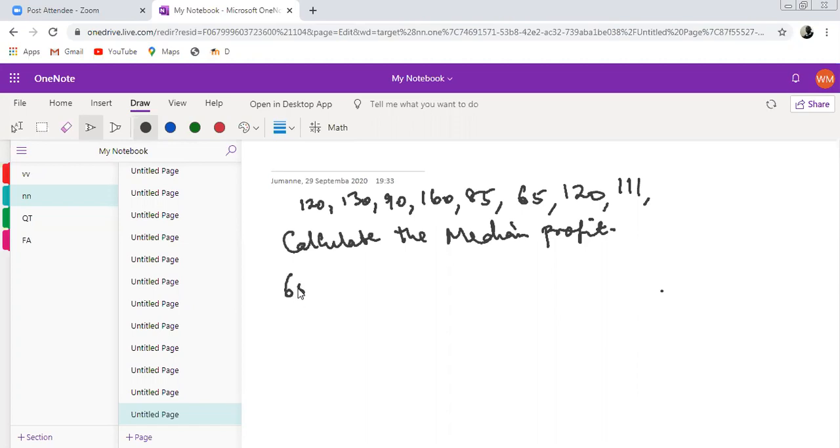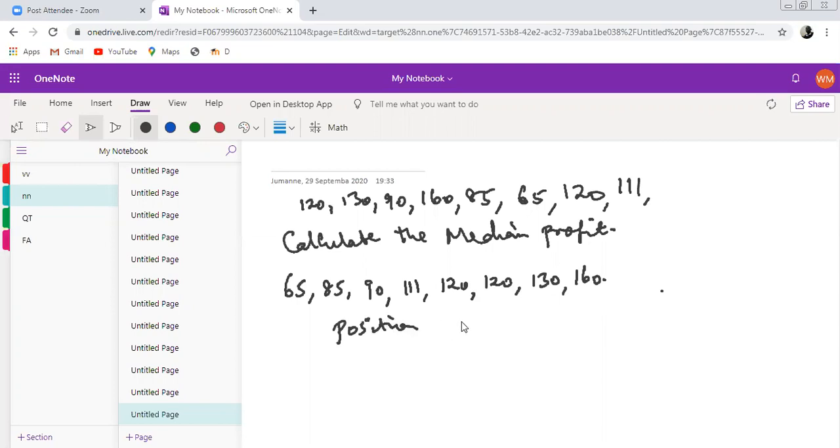65, 65, then followed by 85, 90, 111, 120, 120, 130, then 160. That is it. Then you can come here and you say the position of the median.